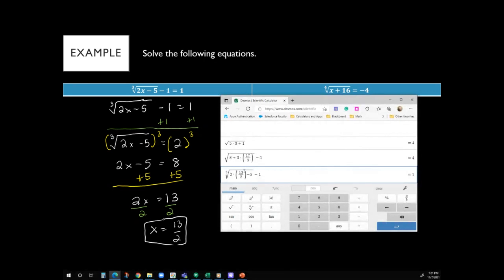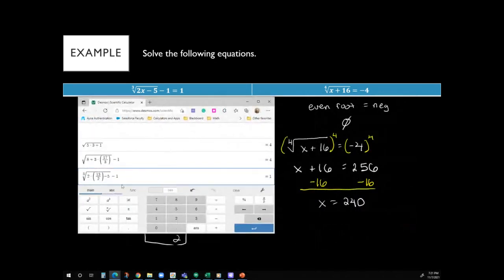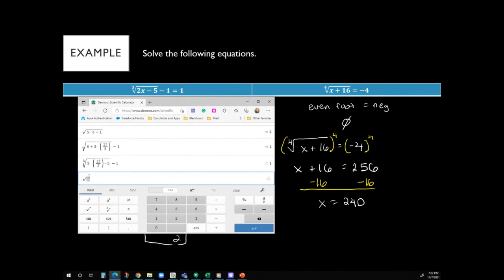So now let's see what happens when you check your work. So we're going to have the fourth root, and then inside there we have x, which is 240, plus 16. And so you can see that gives us positive 4, but we needed it to equal negative 4. So when you check your work, it doesn't check. It doesn't give you the same number. And that's how you know there's no solution.